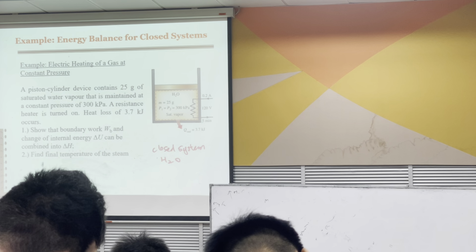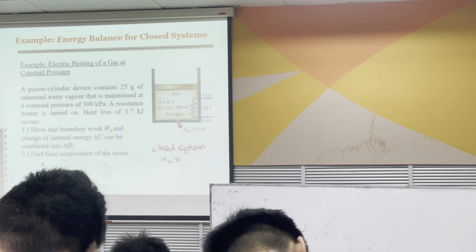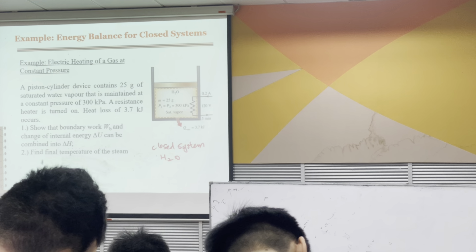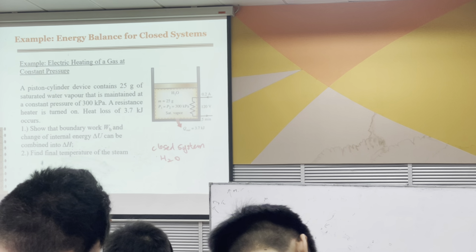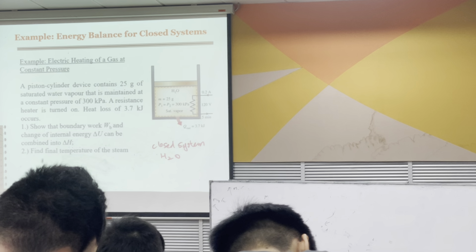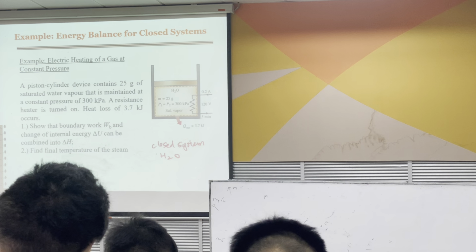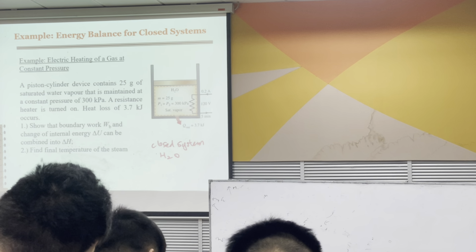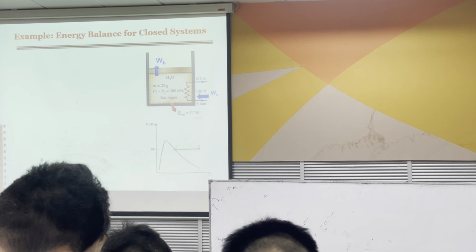Everything is noted in the diagram as well. So mass is 25 grams. The pressure is constant throughout the entire process. The pressure is 300 kilopascal, and saturated vapor. Then you have a resistance heater. Okay, so we go to the next page.